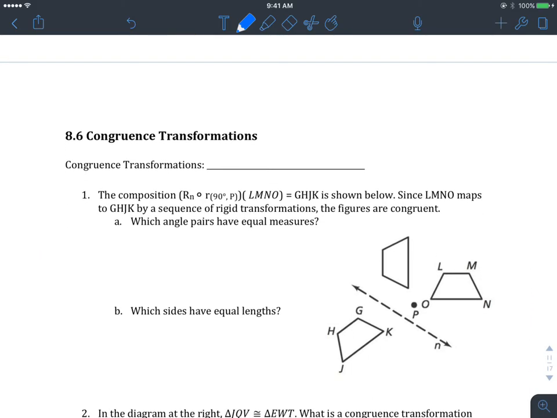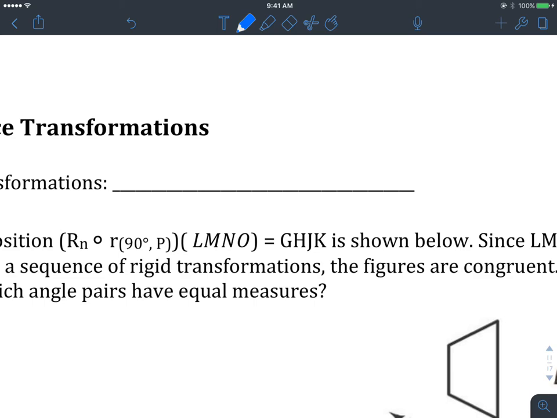Okay, so I guess we're going to go ahead and jump into the congruence transformations. So this right here, you want to say congruence transformation. This is the original figure plus the image are congruent.